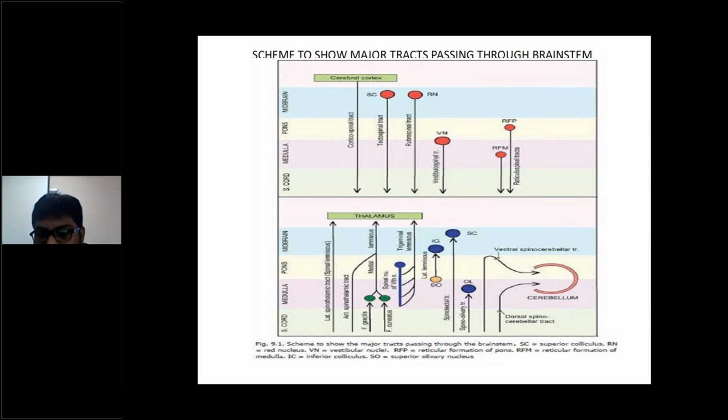See, neuroanatomy is very tough, anatomy itself is very tough. But if you read neuroanatomy properly, and if you understand and if you remember, CNS will be very easy.